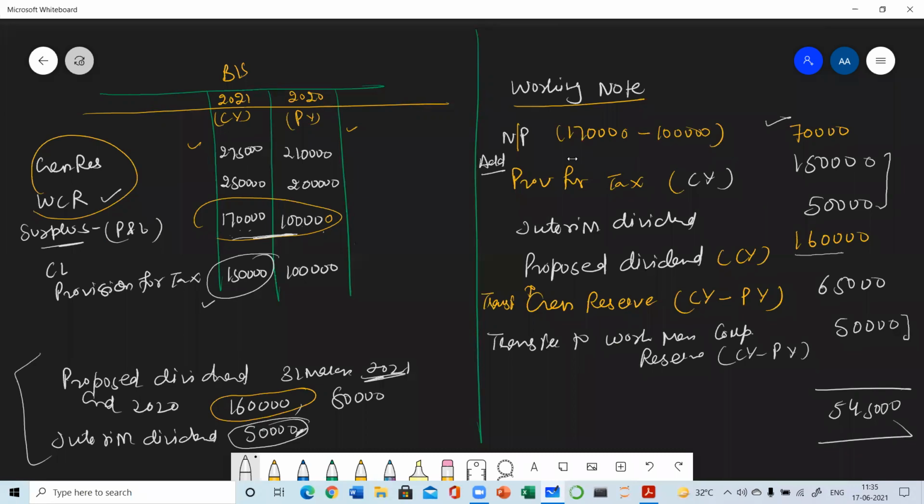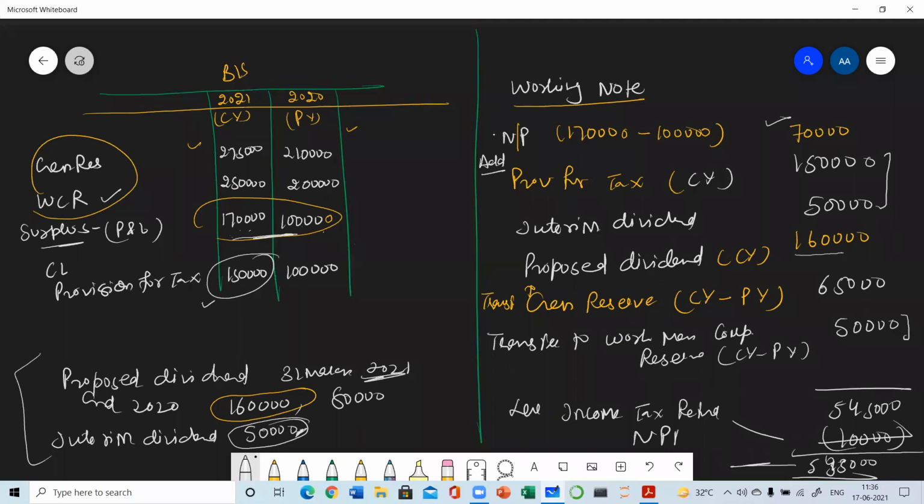5,45,000. Now suppose the income tax refund is given. So you are going to subtract it. Less income tax refund. Suppose it is given as 10,000. So 10,000 will be subtracted. But in 99% of questions, this figure may not be given. But for the rest, you have to know the treatment of income tax refund. So the answer will be 5,35,000. And this answer will be known as net profit before tax and extraordinary item.